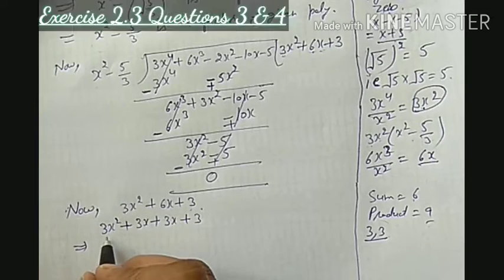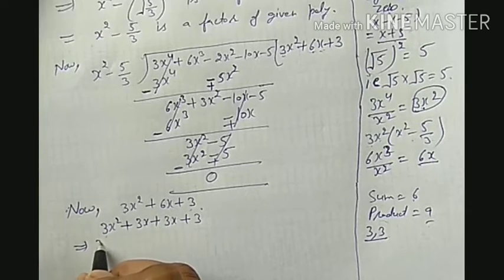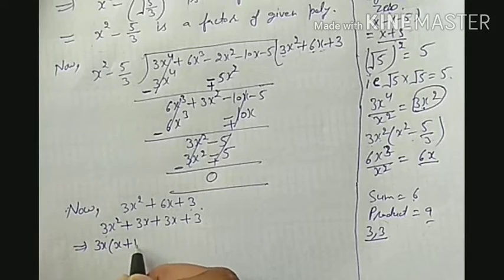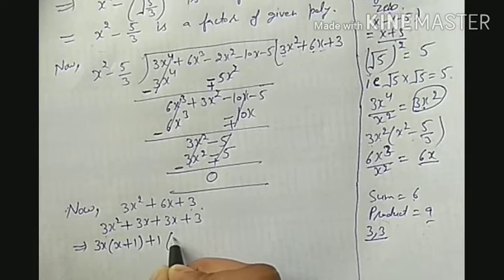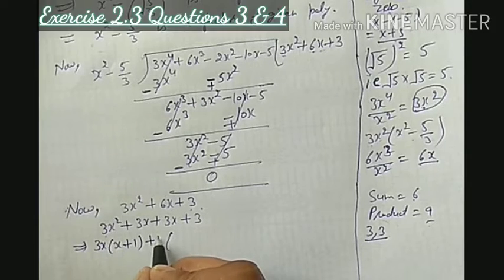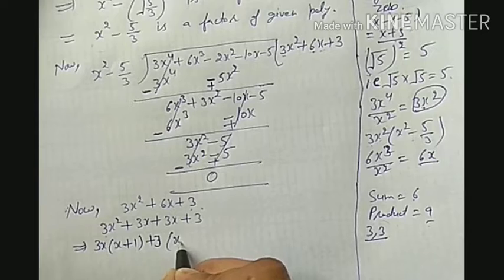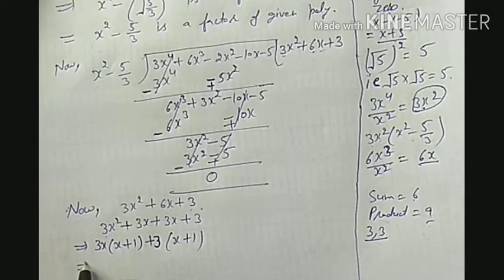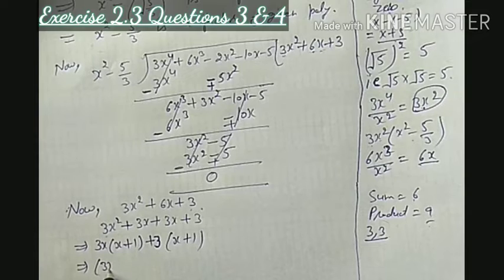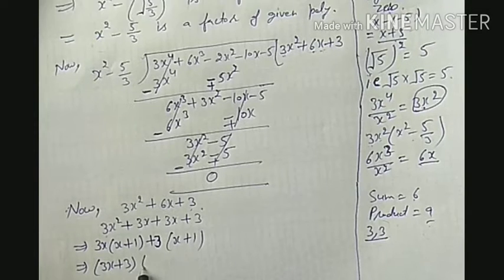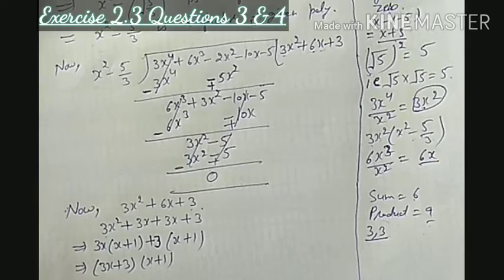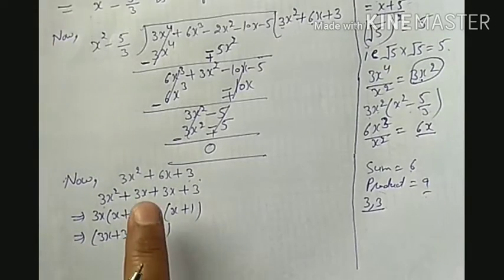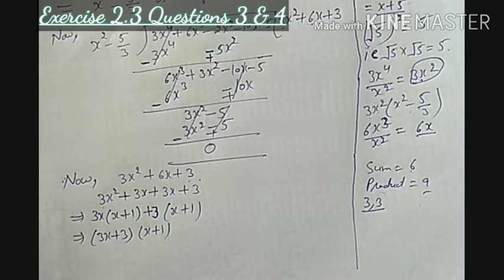Now इन दोनों टर्म्स में से हम 3x को कॉमन ले लेंगे. यहाँ पर x बचेगा प्लस 1, यहाँ से 3 कॉमन लेंगे, देन x प्लस 1. So we get 3x plus 3 and x plus 1. Students, these are factors of this quadratic polynomial.